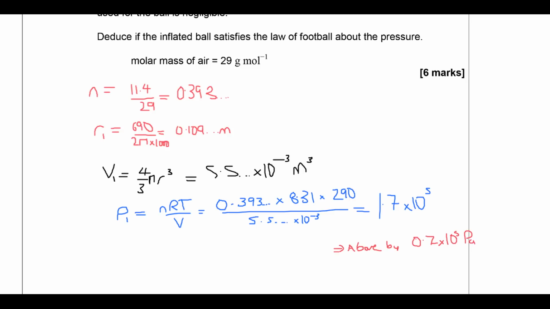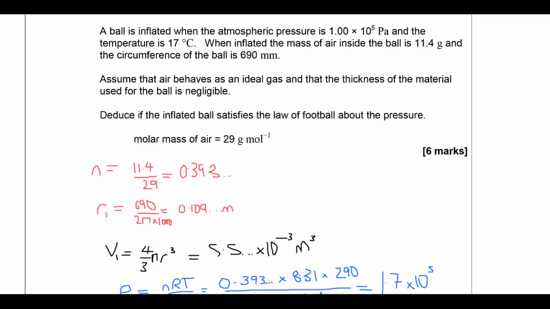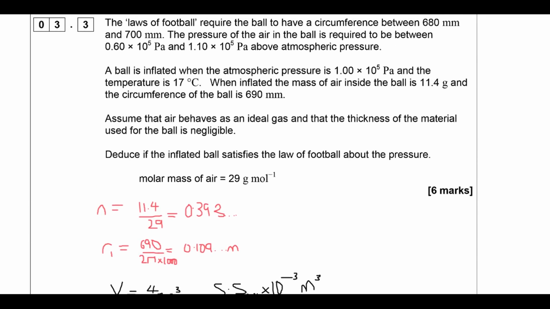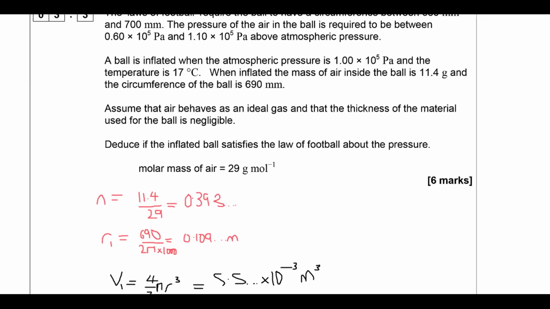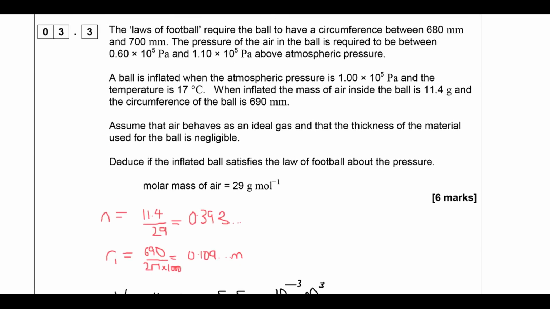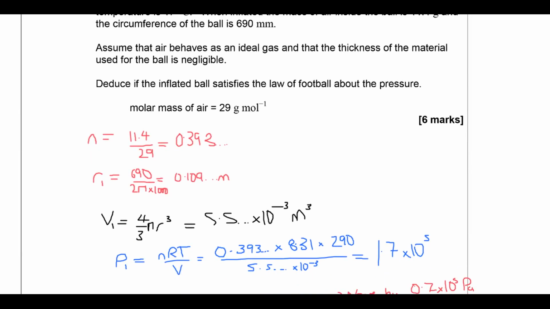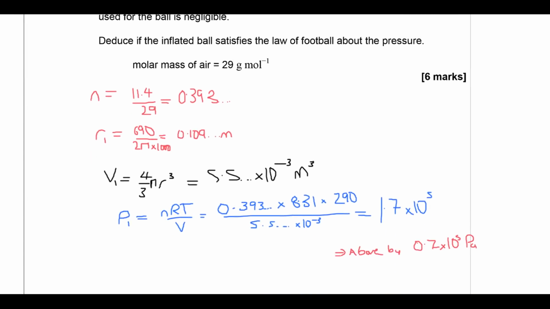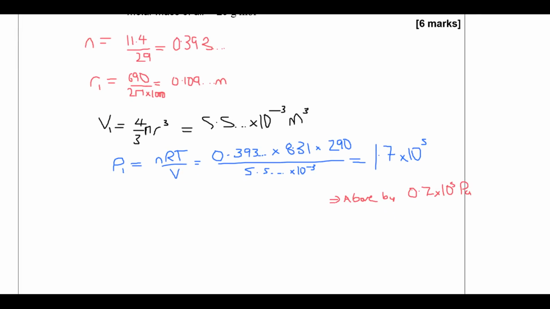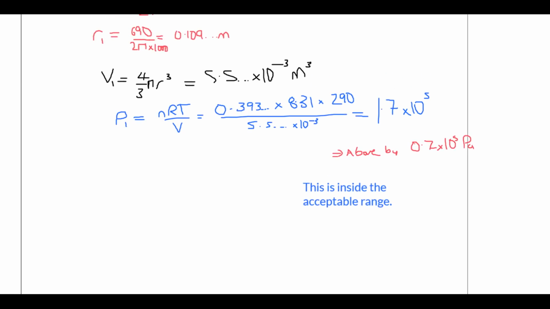So let's have a look at our criteria. So it says it has to be between 0.6 and 1.1 times 10 to the 5 above atmospheric pressure. So it is in that range. So essentially what that means is it is an appropriate value. So that would be our conclusion there. So this is inside the acceptable range, is your final conclusion there. Okay, so that finishes that part and finishes question 3. Let's move on to the next part.